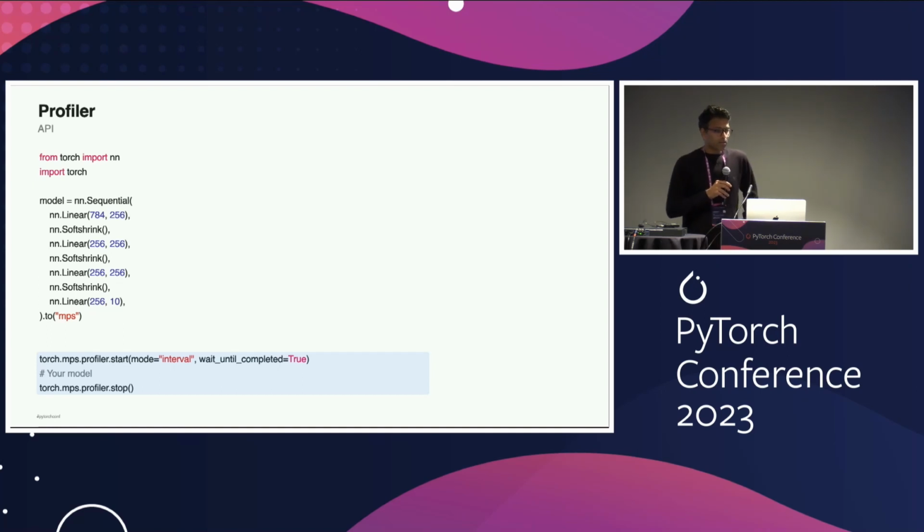Now let's look at a simple sample network, which uses a sequential model composed of linear layers and soft shrink activation functions. Now this is a strawman example. You can implement it directly as an op in PyTorch, but I'm going to use this as a way to show how we can profile it if it was not available as a backend op. What we can do is use the start and stop APIs, which we enabled in MPSProfiler, and have different modes to capture the signpost information as shown below.